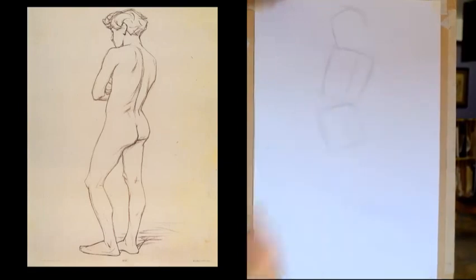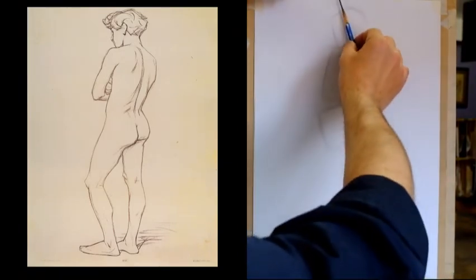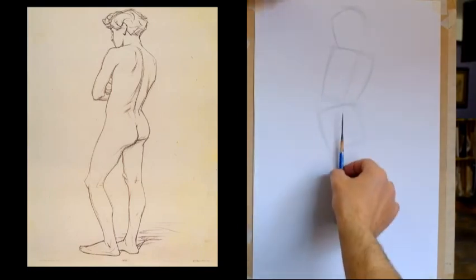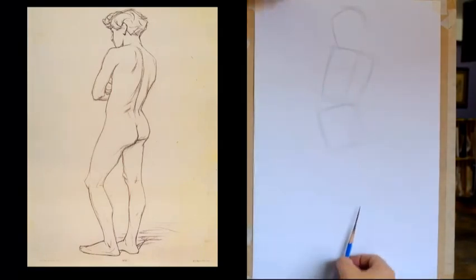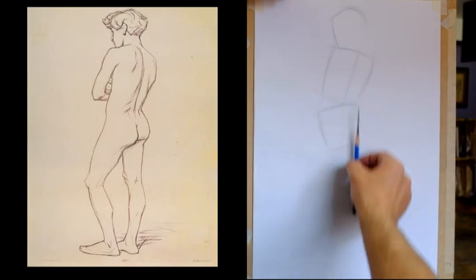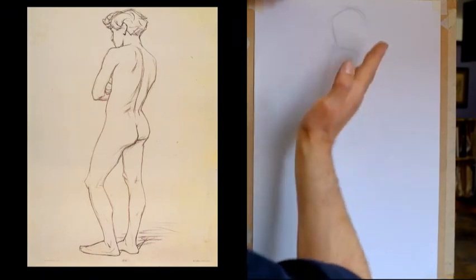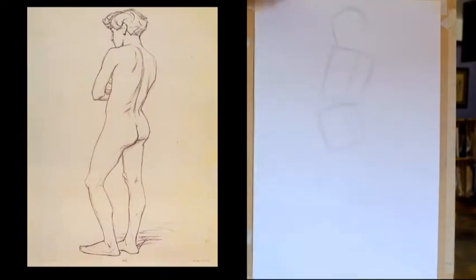Now with those three blocks established, we can already feel a zigzag movement going down the body. Now this is occurring because of the weight-bearing leg. And what that's creating is a situation known as contrapposto, the idea of the counterbalancing of the blocks to balance us, and that way we don't fall over.